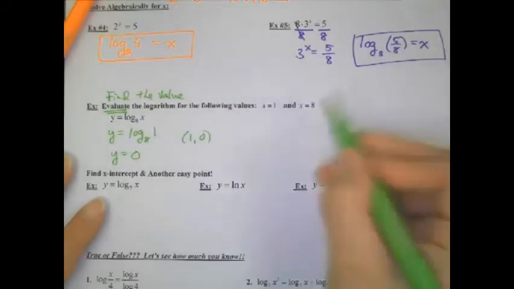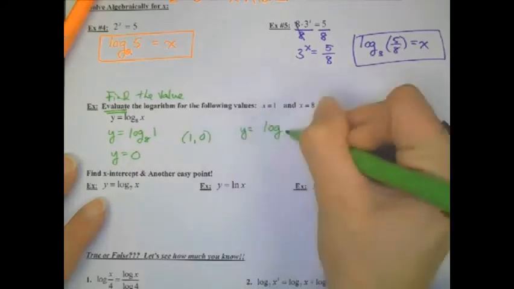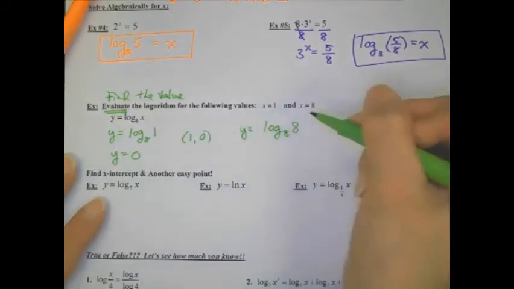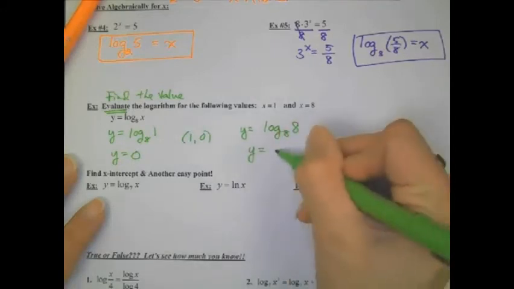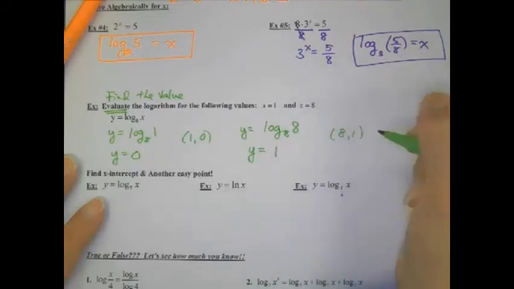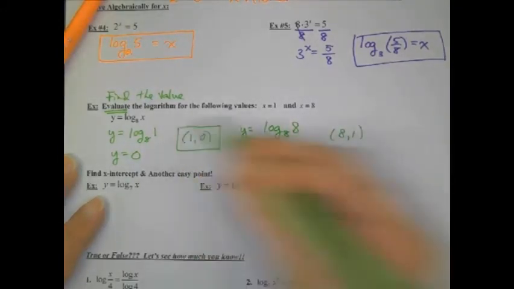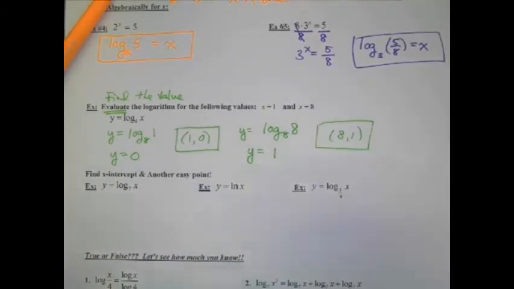All right, now they want us to plug in an 8. So now I'm going to do y equals log base 8 of 8. Hey, when the base is the same as the number inside the log, what does that come out to be? Just a 1. So now we found the point 8, 1. All right, here are the two values. We found some points.